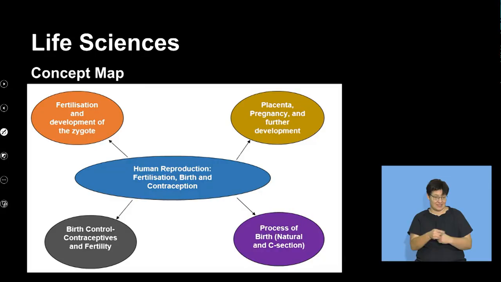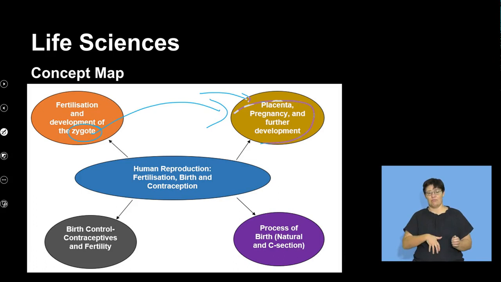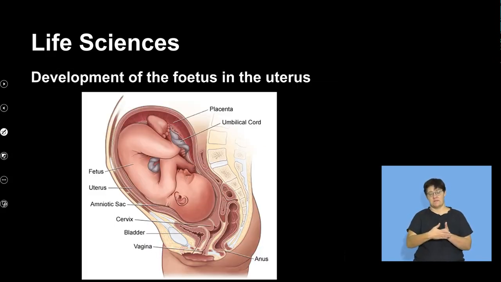And so we're going to focus on the process of the development of the zygote post-implantation. And so we refer to that as the formation of the placenta and pregnancy and further development. So it's important that we understand what happens during pregnancy. And so pregnancy is a period that lasts for about 40 weeks, my apologies, and it points to the development of how this ball of cells becomes this complex individual that develops within the female reproductive system.